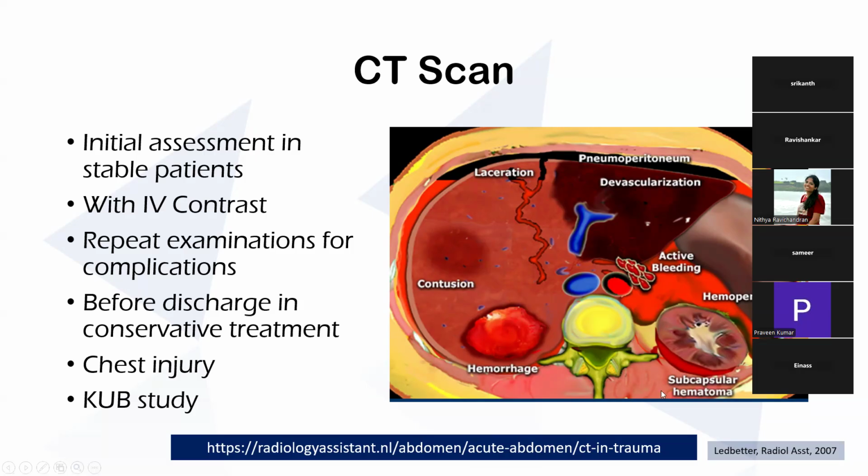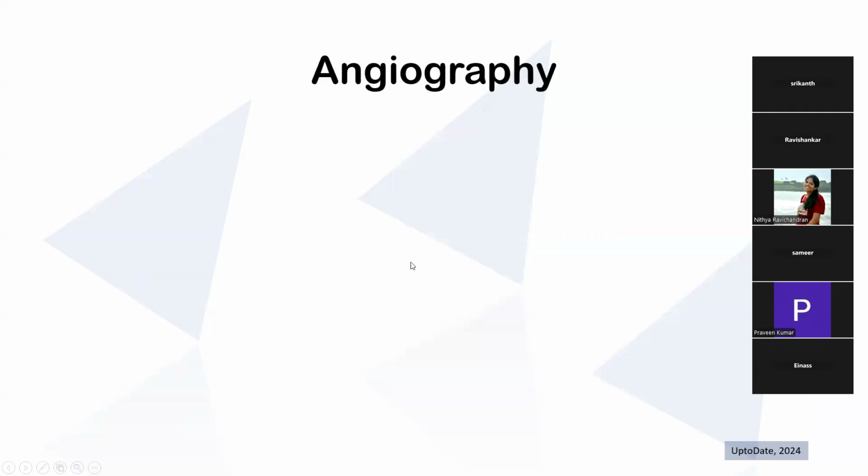You can have subcapsular hematoma of the liver, of the spleen, or the kidney. All these can be seen, and it is quite accurate as well, because the imaging gives you a sensitivity of over 85 to 90%, and specificity in the same ballpark. And so CT is the gold standard. You can consider angiography, again, if the patient is stable, but that is debatable.